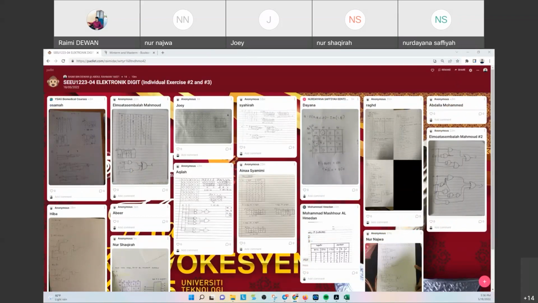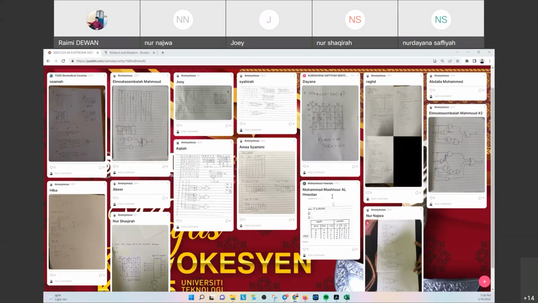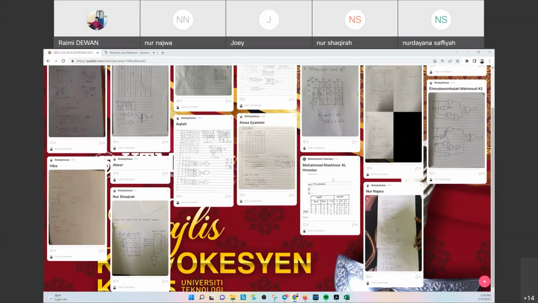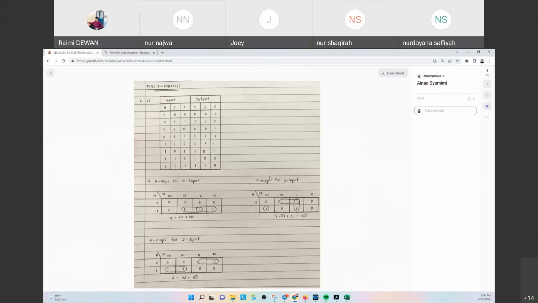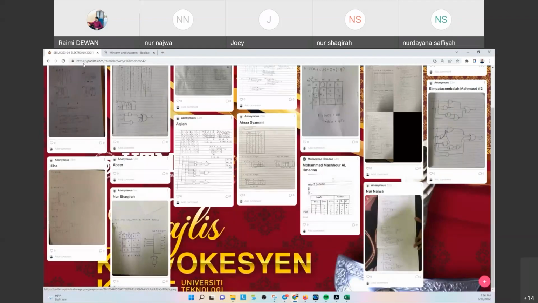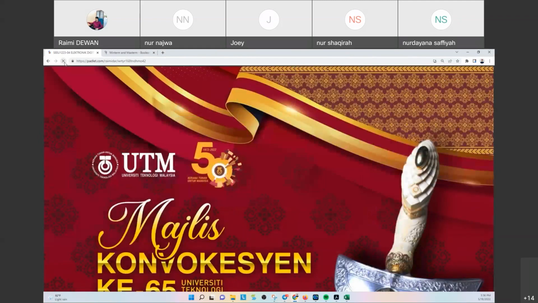Okay, do you guys get the same answer? Okay, just now Nadira for the K-map only. How about the rest? Do you get the same answer or not? As the schematic. Why is this? Maybe I need to refresh.